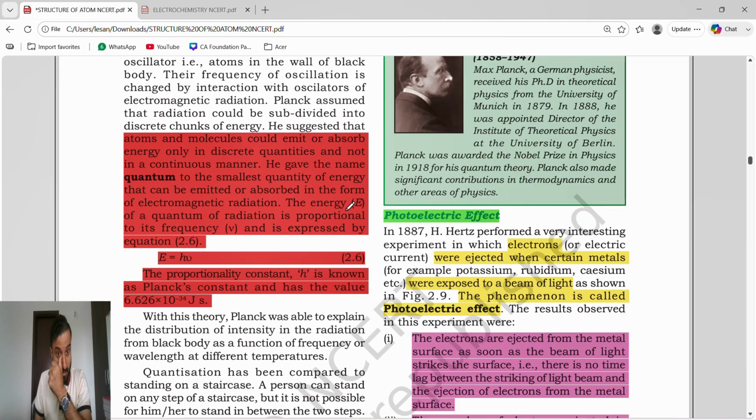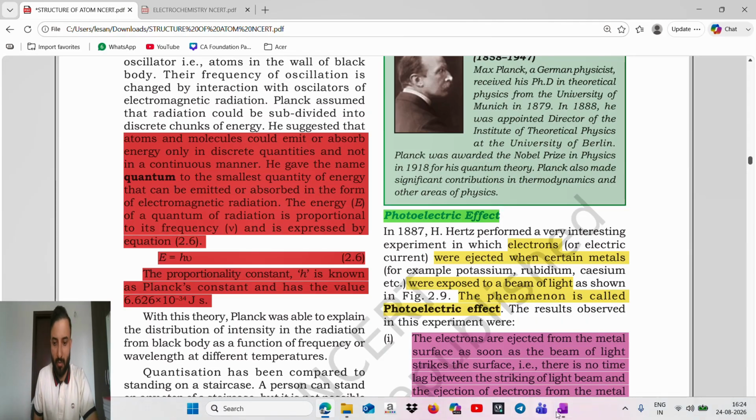See, energy of the quantum, what does quantum mean? Quantum means the smallest quantity of energy, either it is emitting or absorbing. That is called quantum. So how much of the smallest amount of energy it is releasing or absorbing, we have to know.